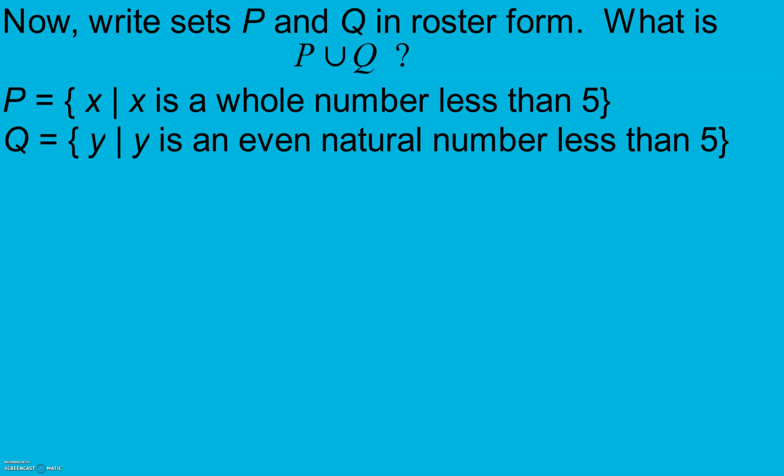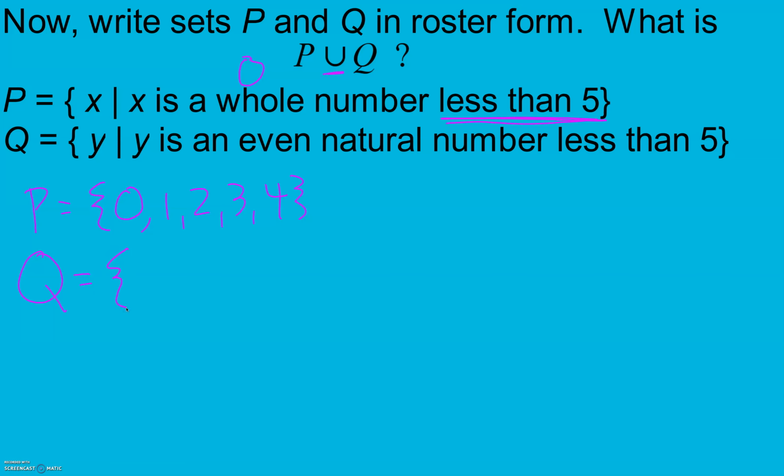Now, it wants us to write sets P and Q in roster form, and then find the union of P and Q. So P, right now it's in set builder notation: x, as long as that number is a whole number less than 5. So in roster form, we list all these out. Remember, whole numbers start at 0, kind of like a hole in the ground. And we want them to be less than 5. So 0, 1, 2, 3, and 4.